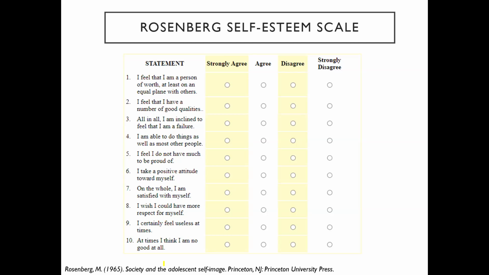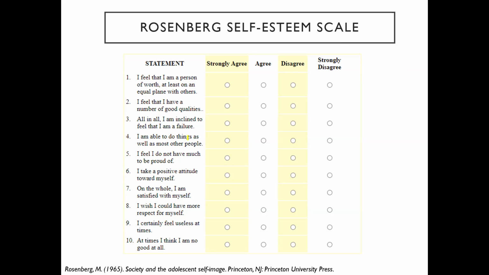Just as an example, the first question in this self-esteem scale is, I feel that I'm a person on an equal plane with others. The second item is, I feel I have a number of good qualities. Third item, all in all, I'm inclined to feel that I'm a failure. Fourth item, I'm able to do things as well as most other people.